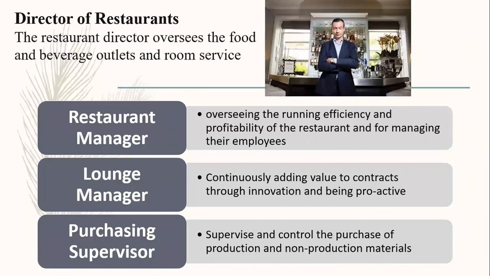And the next is director of restaurant. The restaurant director oversees the food and beverage outlet and room service. There are three staff under the director of restaurant. The first one is restaurant manager. The restaurant manager oversees the running, effectiveness, and profitability of the restaurant, and manages their employees.